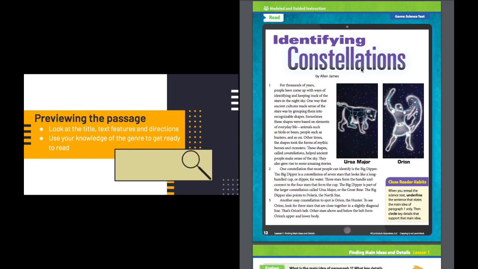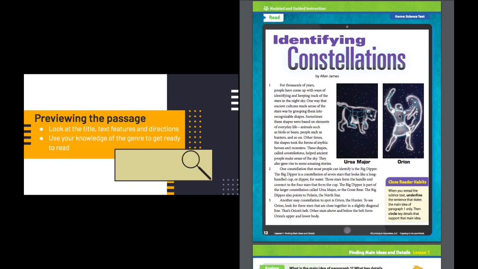So I'm trying to figure out what the subject and what the genre is. Already I have a sense that this text is probably nonfiction because it's a real science text. It already says genre up here, science text. But in terms of fiction or nonfiction, I think this text is nonfiction because it's real and it's probably about constellations. I don't know what these are, but we're going to figure it out. I see some stars here in the text features.